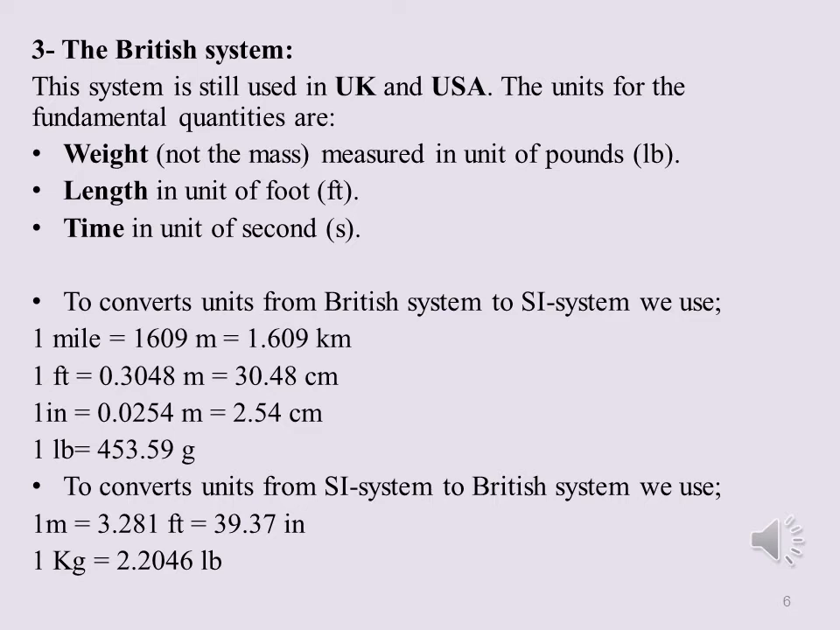To convert units from British system to SI system, we use 1 mile equals 1,609 meters equals 1.609 kilometers. 1 foot equals 0.3048 meters equals 30.48 centimeters. 1 inch equals 0.0254 meters equals 2.54 centimeters. 1 pound equals 453.59 grams.